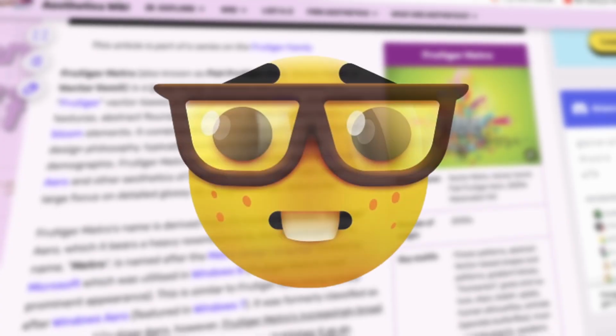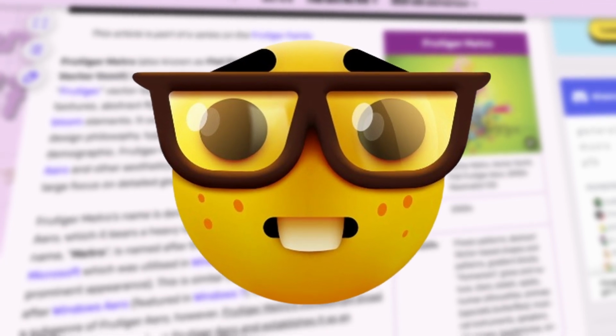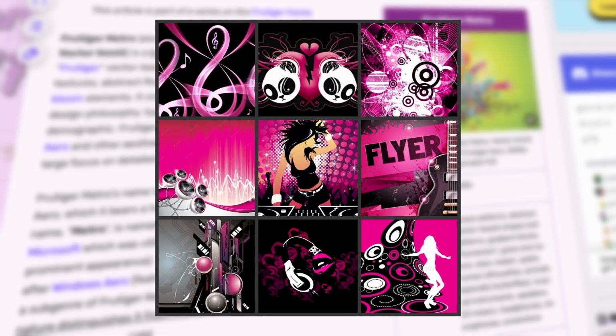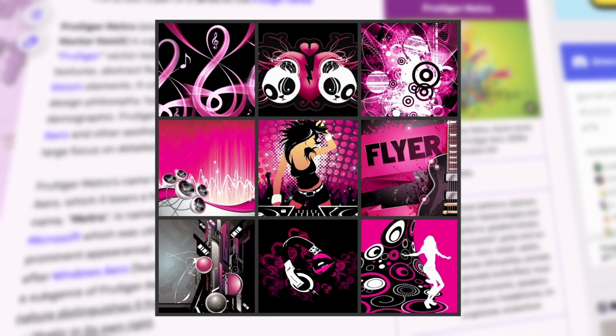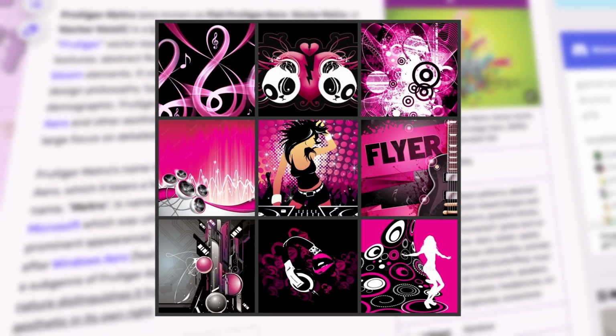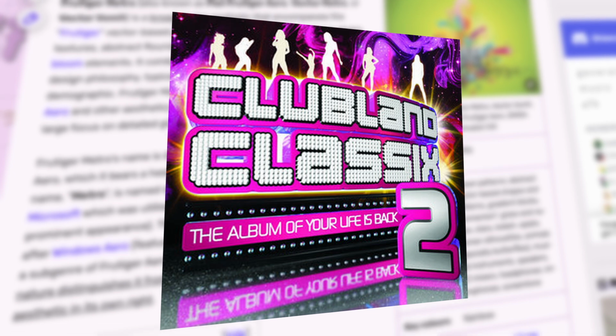Of course, if we want to get specific, much like other aesthetics from the 2000s, it can be divided up into numerous subcategories. Rave Metro is the term given for artwork like this, with a heavier focus on pinks, music, and dance. This Clubland Classics album cover pretty much sums it up.